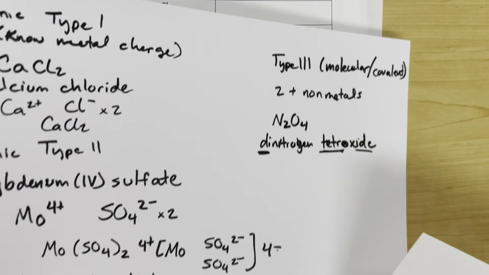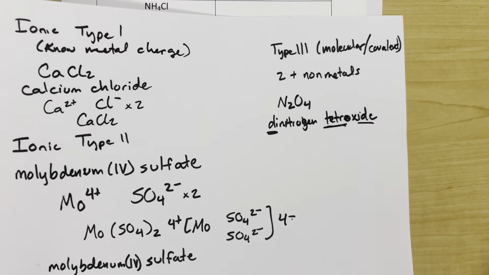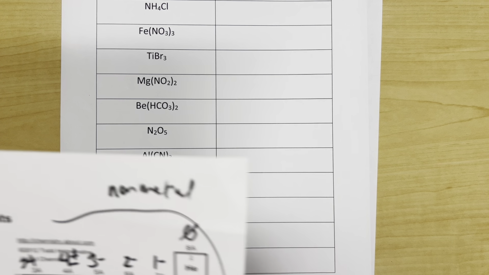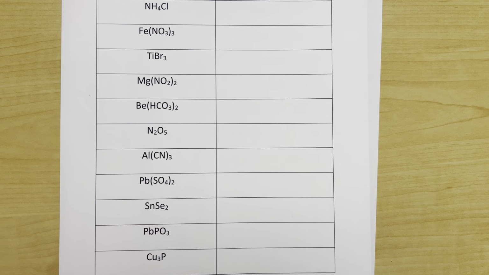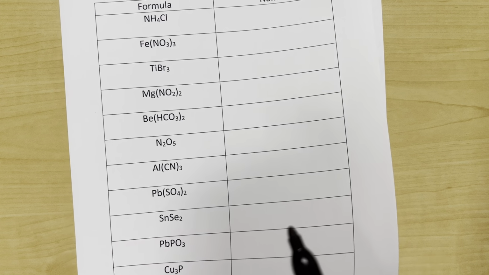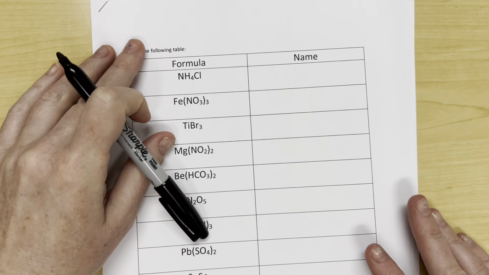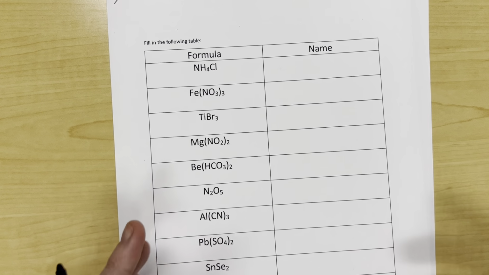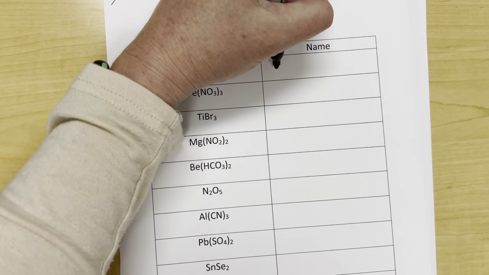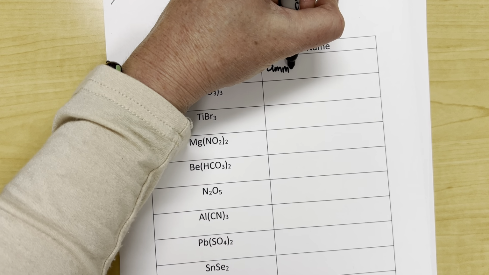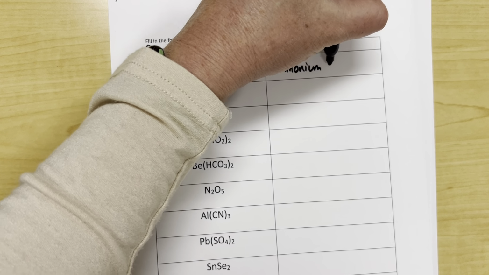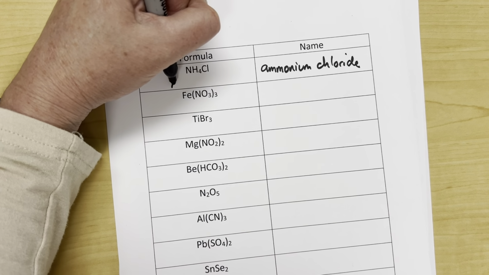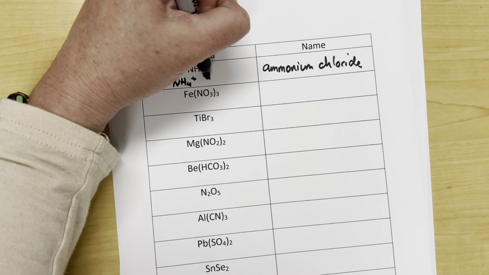All right, with that review, let's go ahead and get started. Let's do this worksheet. Okay, all we're going to do is name these. So the first thing I see an ammonium and I see a chloride. I know the charge of ammonium, I know the charge of chloride. This is therefore ammonium chloride. If you want to go back, just remember that this is an NH4 with a positive charge and Cl negative.